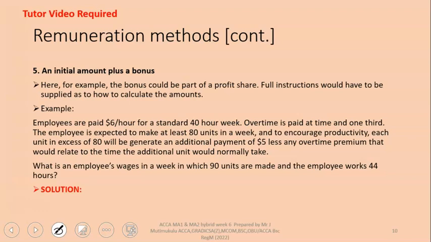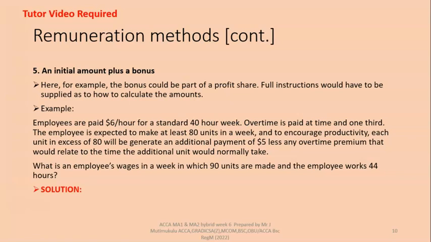What about in a situation where we are given an initial amount plus a bonus? Here, for example, the bonus could be part of a profit share. Instructions would be supplied to you by the examiner. All right, let's tackle this situation. Employees are paid $6 per hour for a standard 40-hour week. Overtime is paid at time and 1/3. The employee is expected to make at least 80 units in a week.